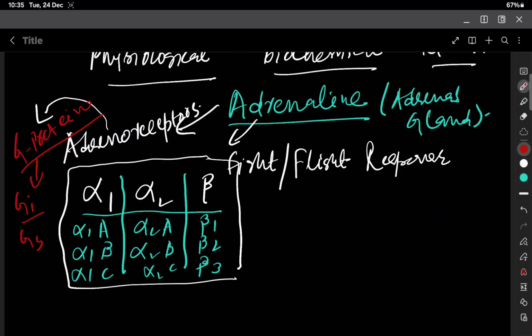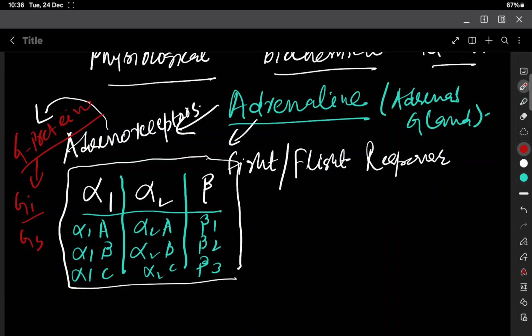For example, increase in the heart rate, that means stimulatory function. Decrease in the heart rate, that means inhibitory function. I means inhibitory, it will inhibit some function. For example, decrease in the heart rate. Stimulate means it will increase some function. For example, increase in the heart rate. Okay, so that is about the receptors.